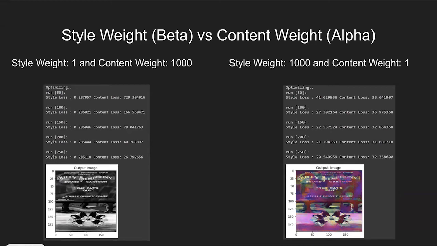Then conversely, on the right, if you switch the weights and you have style weight very high at 1,000 and content weight at 1, you have a style loss and content loss that are both moderate, but in the output image you can see you still retain quite a bit of content, but you get much greater emphasis on style transfer. So ultimately, we concluded that the style weight needed to be much higher than the content weight in our models.